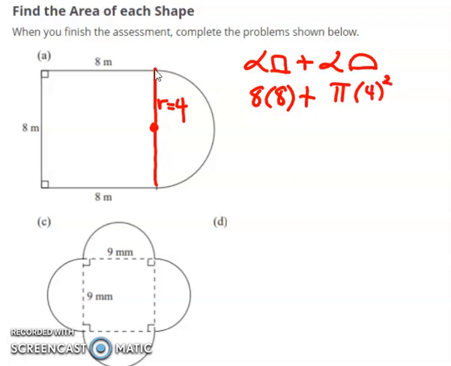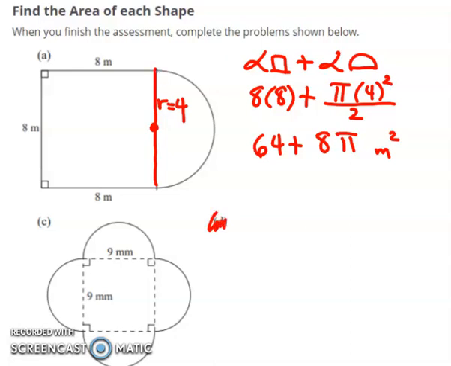So it's going to be pi times 4 squared, but we're not looking at the full circle, we're looking at half of it, so we need to divide that by 2. So the area of the square is 64. And if I do 4 squared, that's 16, divided by 2, that's 8 pi. So this would be the area of that piece. Now if you multiply pi by 3.14, you're going to have an answer close to 100. Try to keep your answers in terms of pi unless they ask for an approximation.